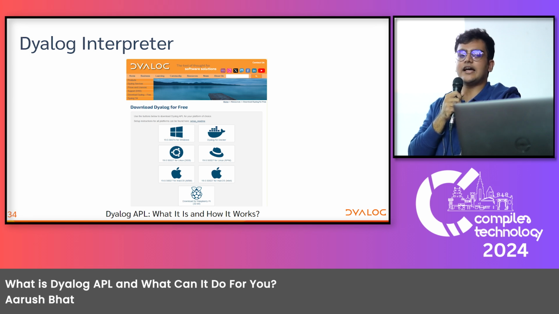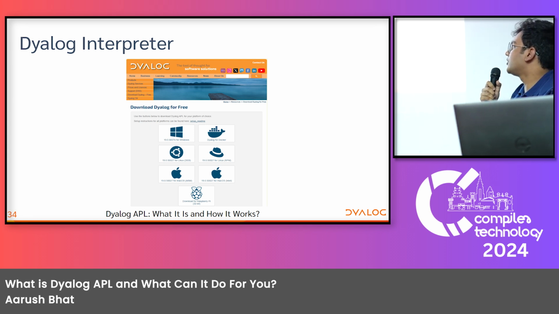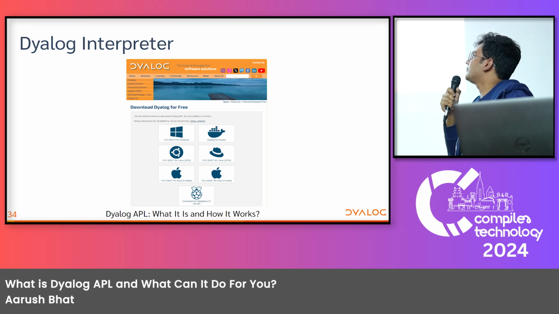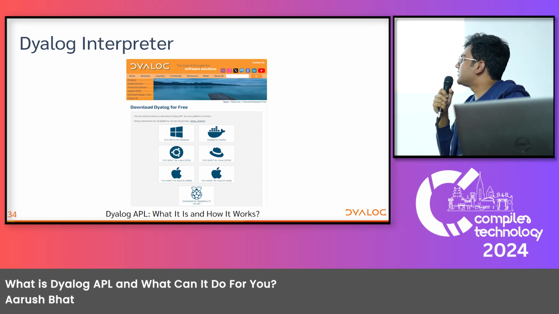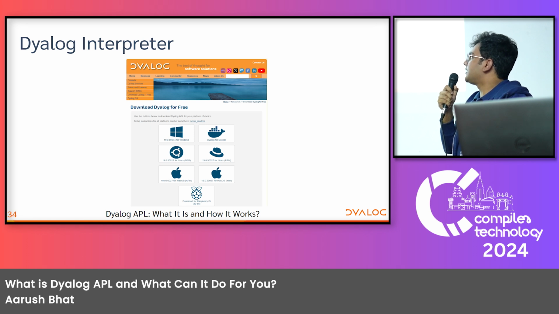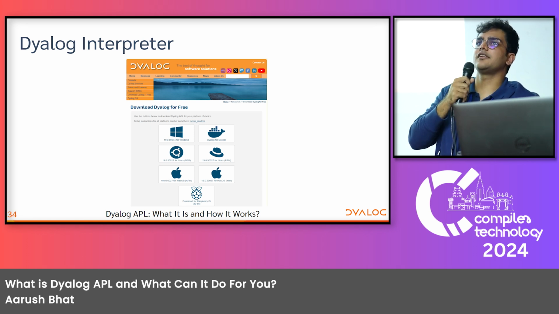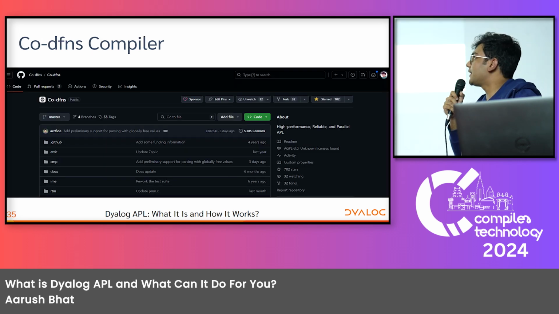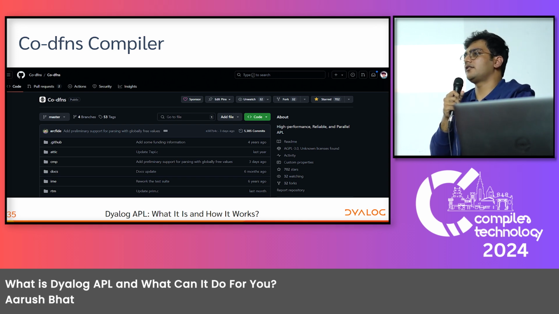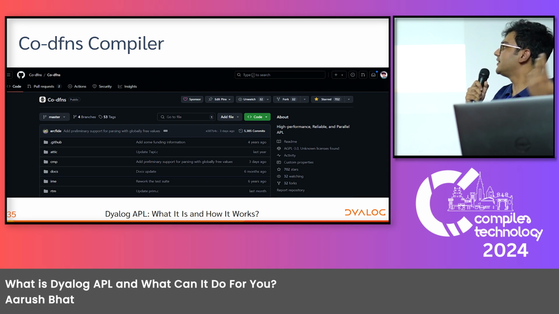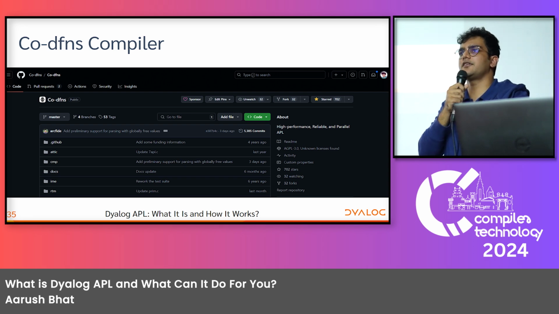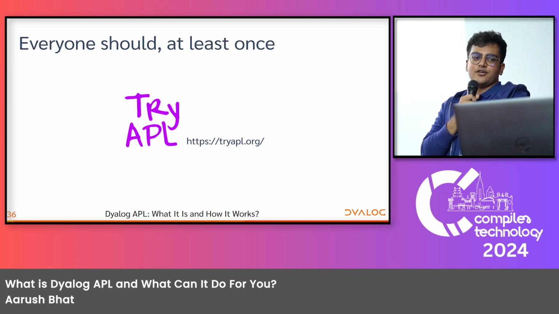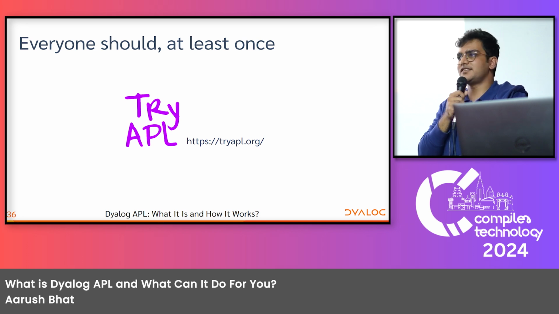So APL comes with a Dyalog interpreter. It's available on 6 platforms. Anything you can basically imagine. There's Windows, there's Docker, there's Linux, there's Mac ARM, Mac Intel, there's Raspberry Pi, there's a Jupyter kernel, all sorts of things. Then it also comes with a compiler. The compiler is still under development, and this is called Co-dfns, and this is open sourced and is still under development. The interpreter is fully functional for use for commercial purposes and for research purposes. So I would say everyone should at least once try APL.